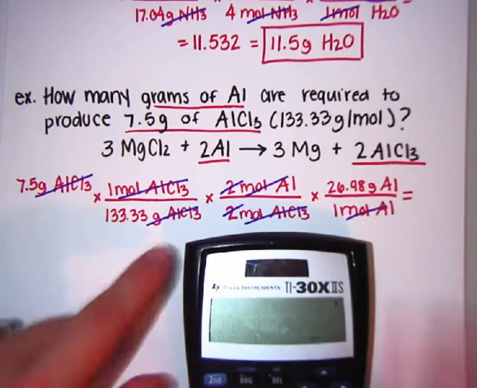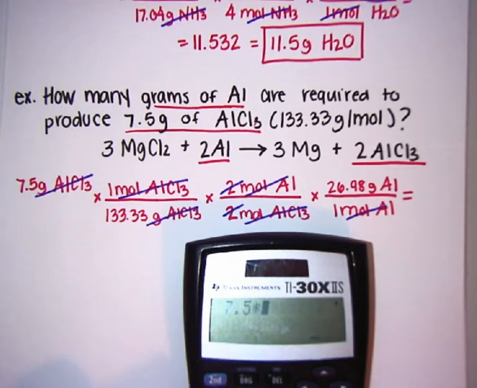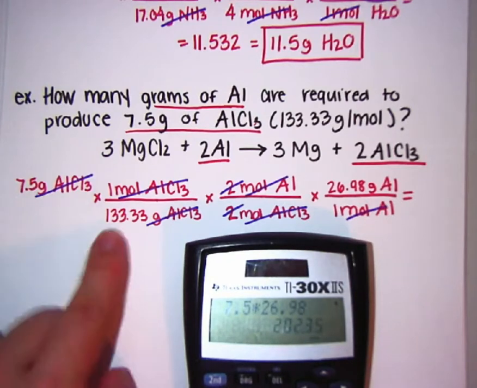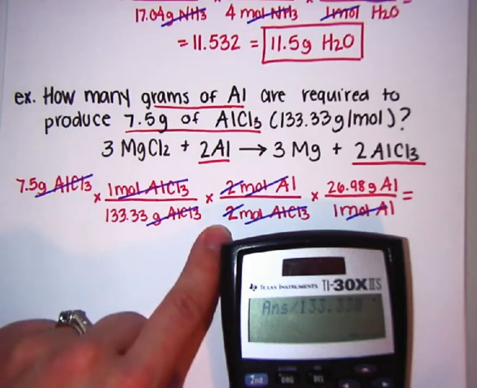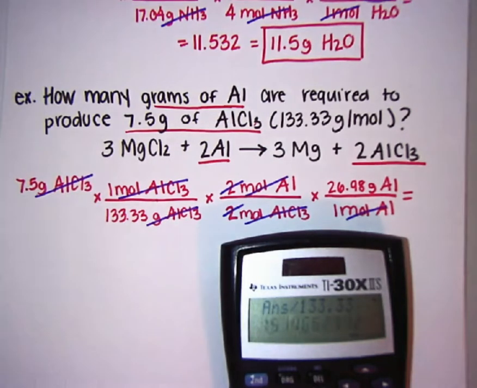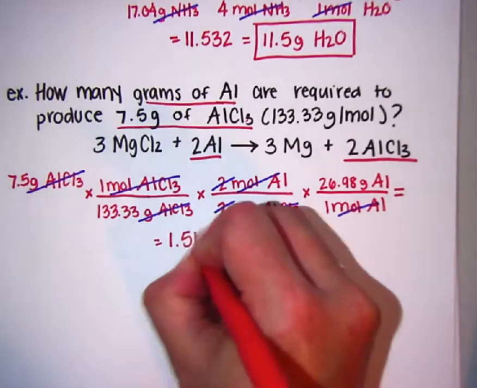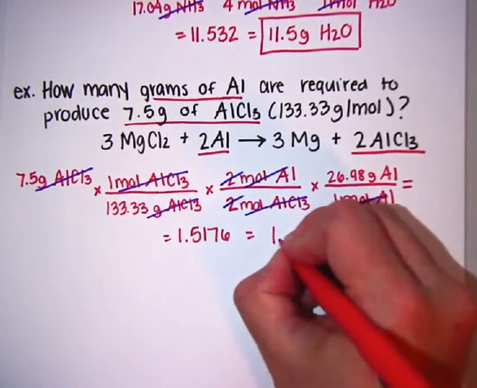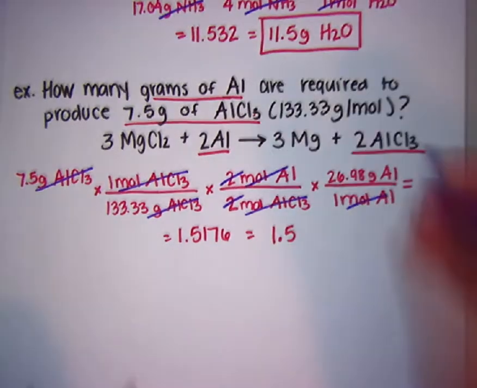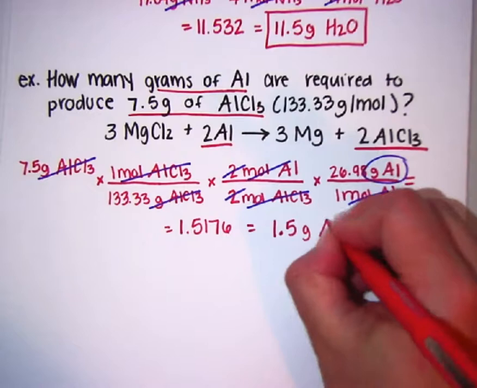So now I just multiply whatever is left across the top. 7.5 times 1, I canceled out this 2, times 26.98, divided by 133.33. I canceled out this 2, and then that's just a 1, so we could ignore it. And I get 1.5176. My given has 2 significant figures, so I'll round my answer to 2 significant figures. And my units are grams of aluminum.